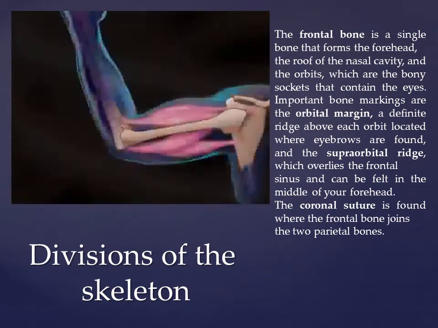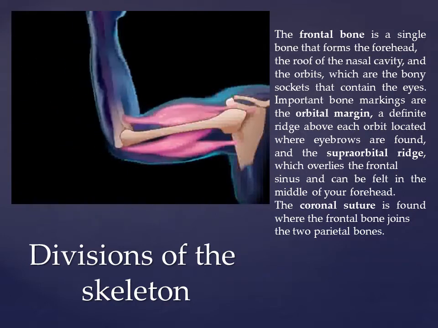The coronal suture is found where the frontal bone joins the two parietal bones.